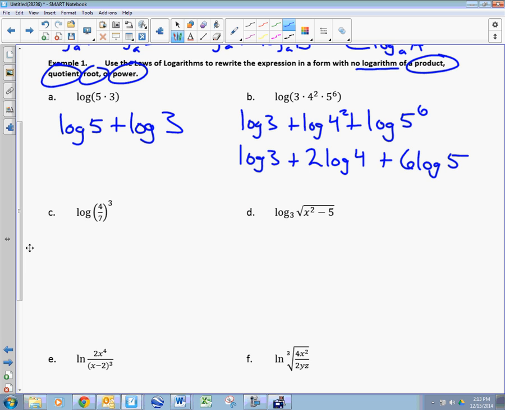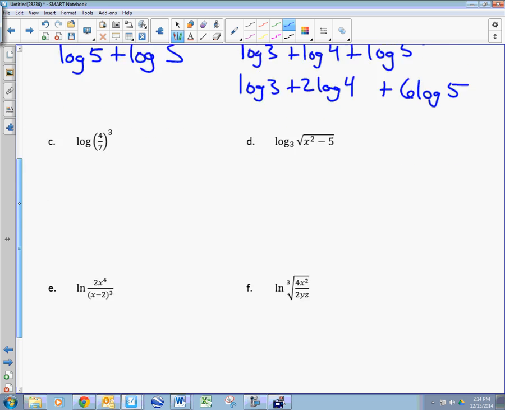Now, you might wonder why it works out like that. Let me just show you a little trick here. Log of 4 squared, would you agree that's the same as log of 4 times 4? Would you agree that that's the same as the log of 4 plus the log of 4 by our first property? So how many log of 4s do we have? 2. See how that works out? Pretty cool. Okay.